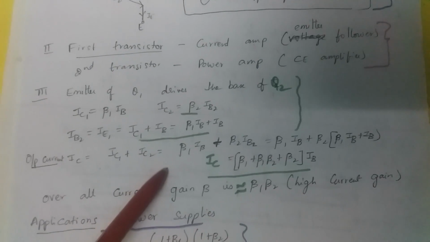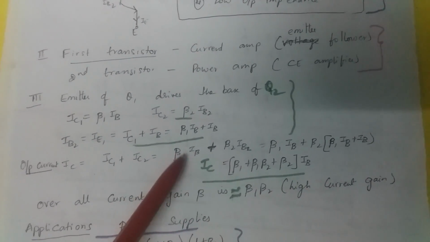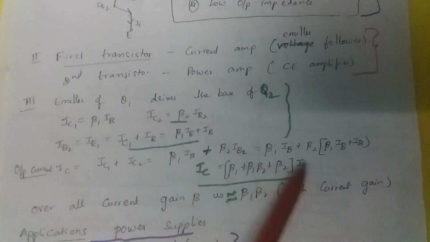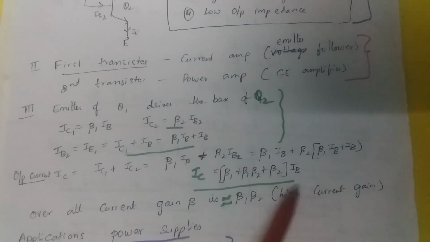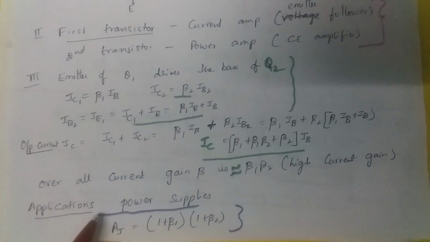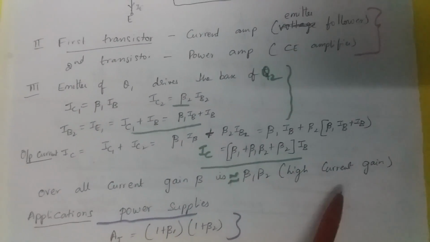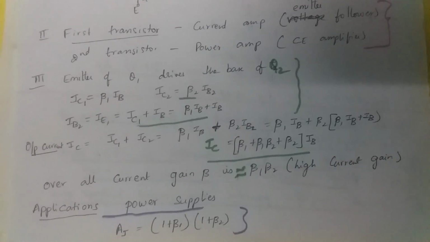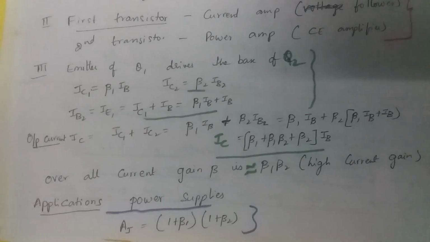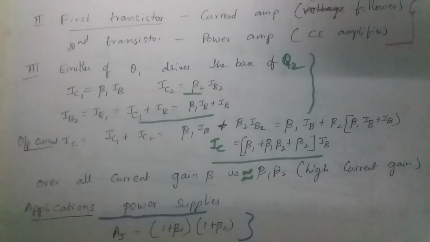IC is equal to IC1 plus IC2, which is equal to beta 1 IB plus beta 2 IB2. Rearranging terms, we have IC is equal to (beta 1 plus beta 1 beta 2 plus beta 2) IB. So, the overall current gain is approximately equal to beta 1 beta 2, which is a high current gain. So, where is the Darlington amplifier normally used? It is used in power supplies, and AI is equal to (1 plus beta 1) into (1 plus beta 2).